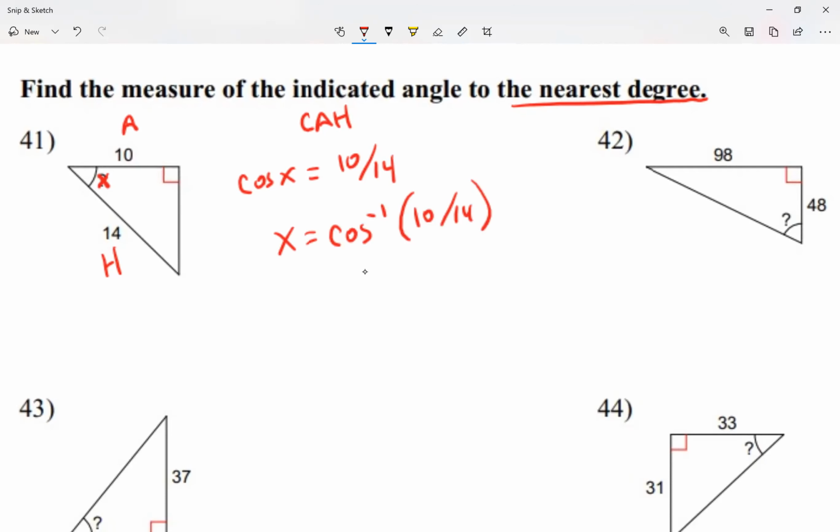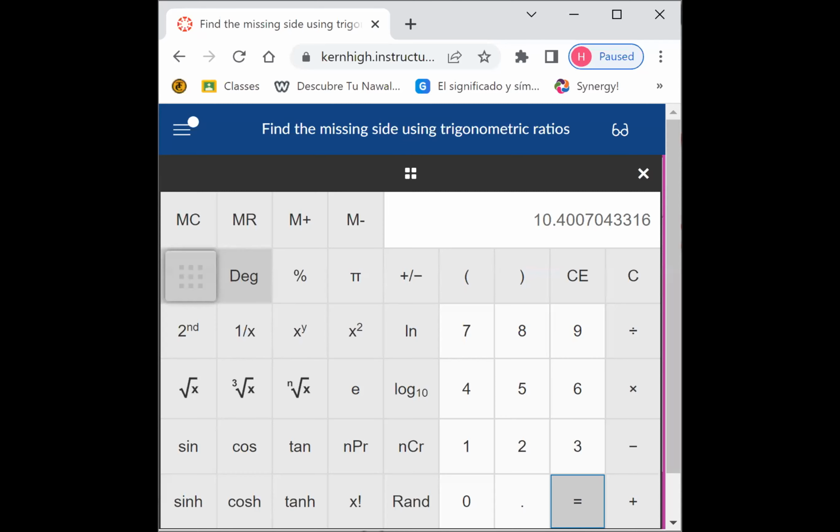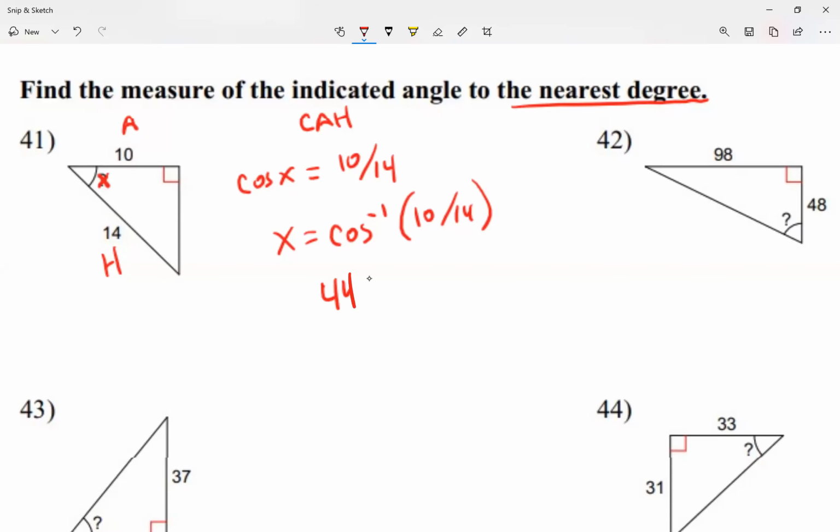I'm going to break that cosine of x, I'm going to break it as cosine inverse. All right, so let me bring my calculator. For cosine inverse, remember I had to press my second key. So I have cosine inverse 10 divided by 14 equals 44.4. But remember, I'm going to the nearest whole number. Nearest degree means whole number. So in this case, I'm going to go to 44. 44.4, I'm just going to call this 44.